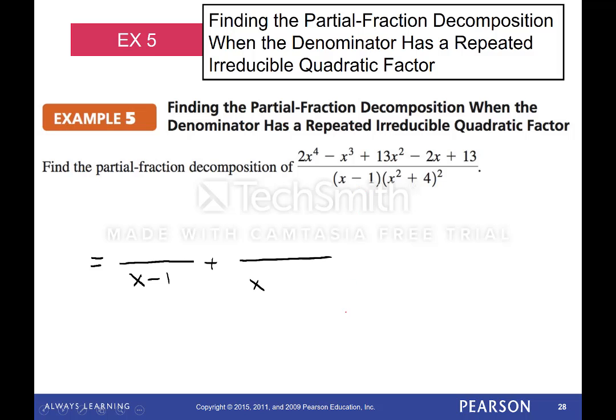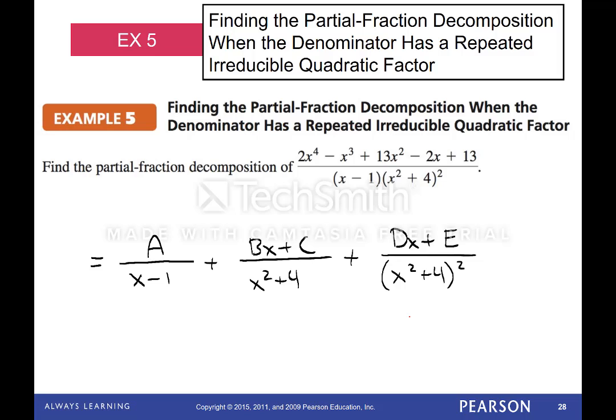I also see an irreducible form, x squared plus 4. I've got to get the degree 1 and then also the degree 2 form right here. Now I can start putting stuff in here. Because this is a degree 1, I can just put a on top of the first fraction. This is x squared, so I'm going to put a linear form, bx plus c. And then the last one here, again a degree 2, so I'm going to put a dx plus e into this here.